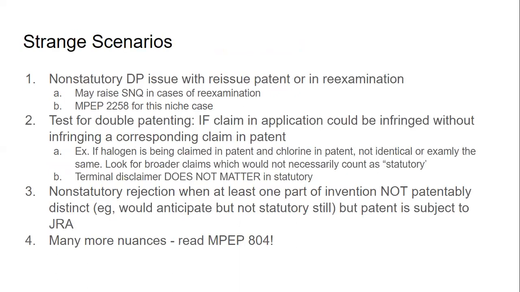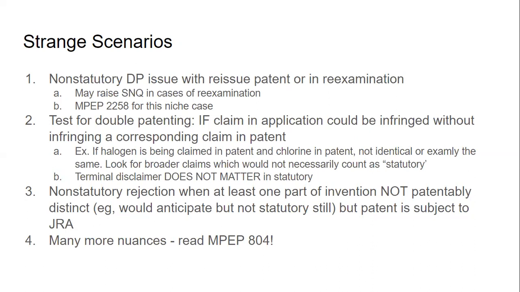So then as far as strange scenarios, these are just some things that when you're reading through the 800, I think that you'll see a lot of these, and so it's helpful to go over maybe a little bit. There's the non-statutory double patenting issue, which can happen with a reissue patent or in any sort of reexamination. If there's a non-statutory double patenting issue, then that would most likely raise a substantial question of patentability in the case of reexamination. I would look at MPEP 2258 because there's a lot of aspects to what that would look like in a reexamination. Diving into that, reading some of those sections is very interesting and very helpful.